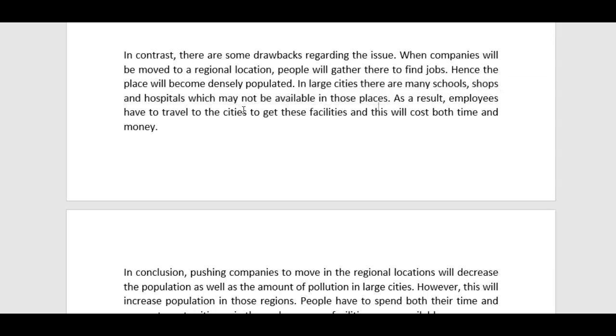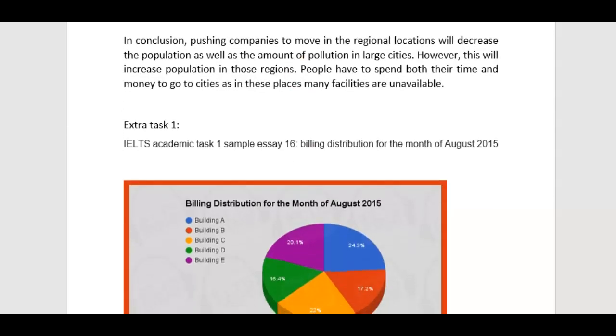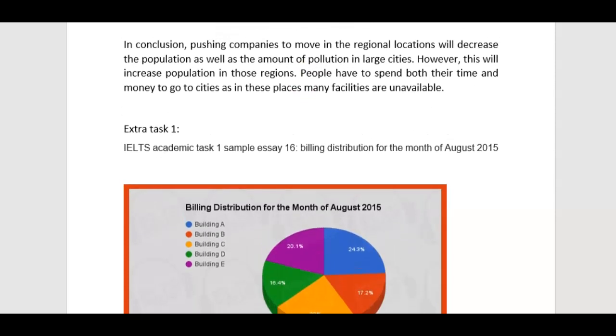Yes, okay. So in conclusion, pushing companies to move, again, it's move to. Pushing companies to move to regional locations will decrease the population as well as the amount of pollution in large cities. However, this will increase population in which regions? In those regions. Which ones? In the countryside, outside the cities, something. People have to spend both their time and money to go to cities as in these places, many facilities are unavailable.